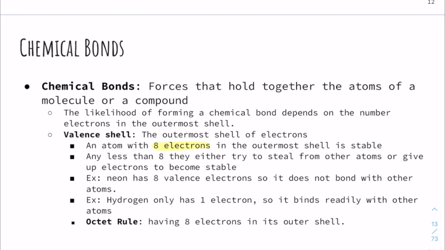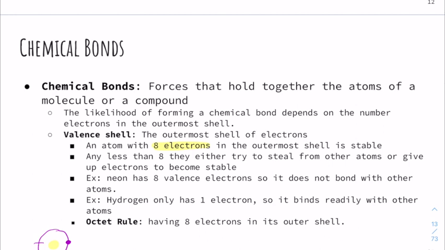Hydrogen only has 1 electron in its outermost shell. So if we look here, here's my nucleus. I have 1 electron out here. Hydrogen wants to fill this spot with another electron. So that's why hydrogen bonds so easily with many different elements. It wants to fill its valence shell.